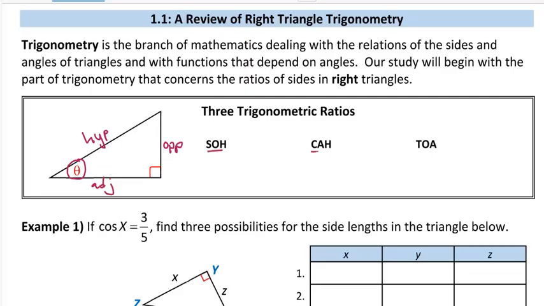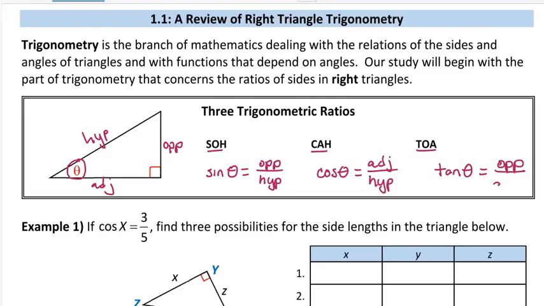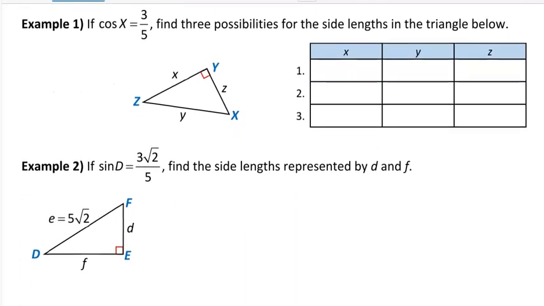The memory device, SOHCAHTOA, stands for: the sine of angle theta is equal to the ratio of the opposite side length divided by the hypotenuse, and cosine of angle theta is equal to the ratio of the adjacent leg to angle theta divided by the hypotenuse, and tangent of angle theta is equal to the ratio of the opposite leg divided by the adjacent leg. So let's put this to use.